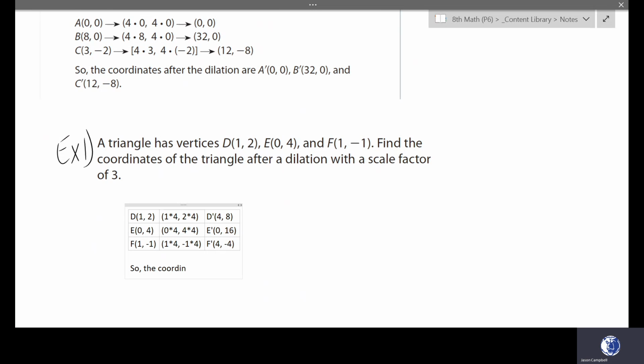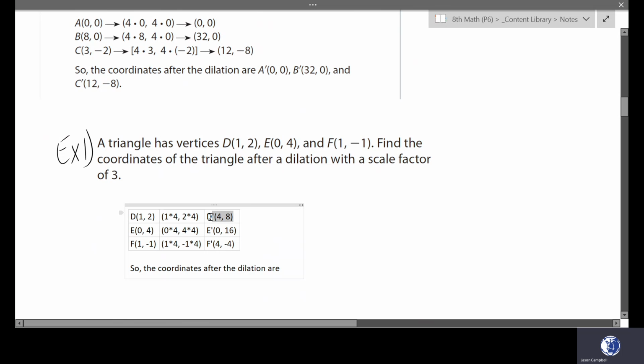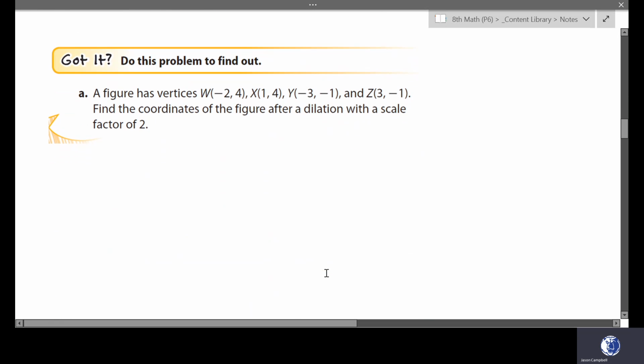So the coordinates after the dilation are D prime, E prime, and F prime. Go ahead and try got it A, and then resume this video when you're done.